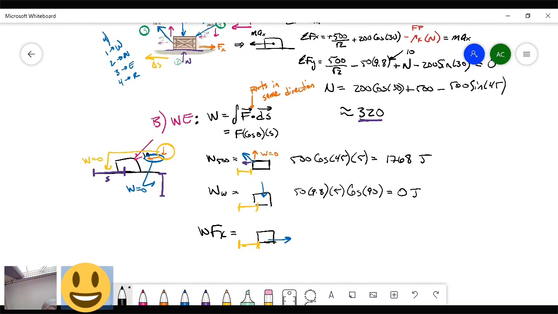Negative work means that energy is being taken away. So negative work is draining the energy, which friction always does. Friction's always going to do negative work. Positive work is adding energy. Friction always does negative work because it's always slowing your object down.